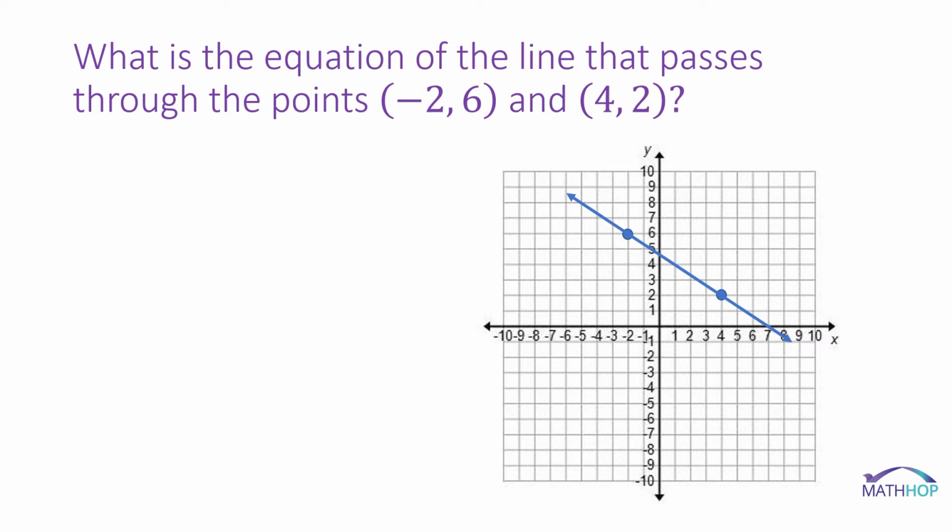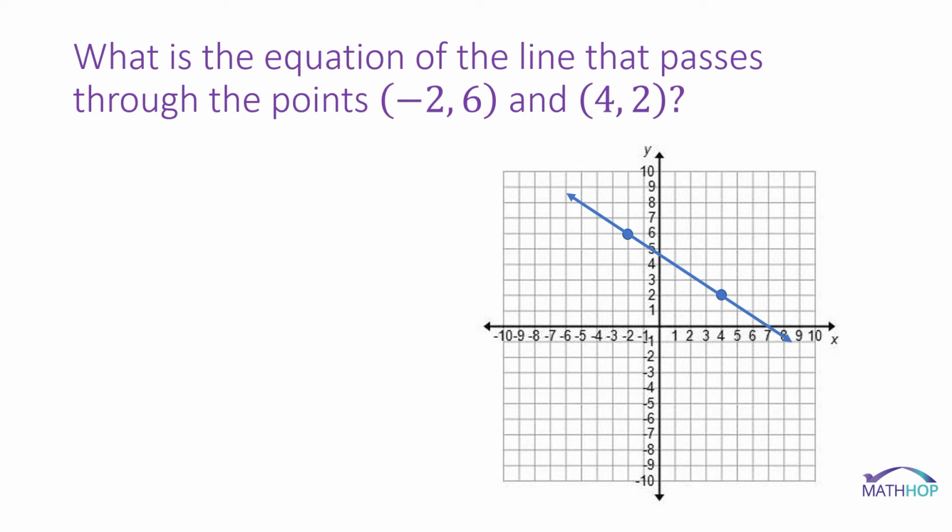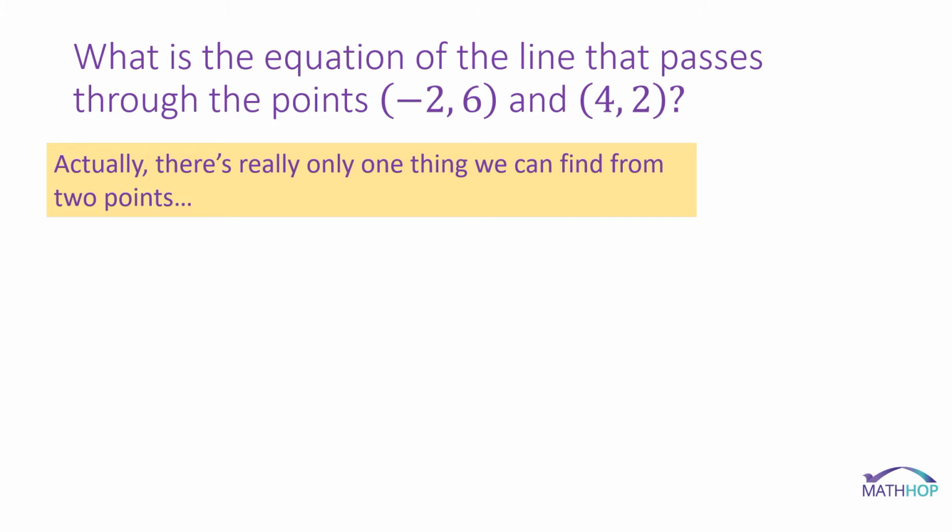I could draw some crazy concoction that would go through those 2 points, but only one line. Okay, so what does that mean? It means we can write the equation of any line given 2 points from that line. And that's exactly what we're going to do. All right, and I'm going to be honest with you. When they give you 2 points, there's only one thing you can do. Find the slope, and that's how we're going to start this.